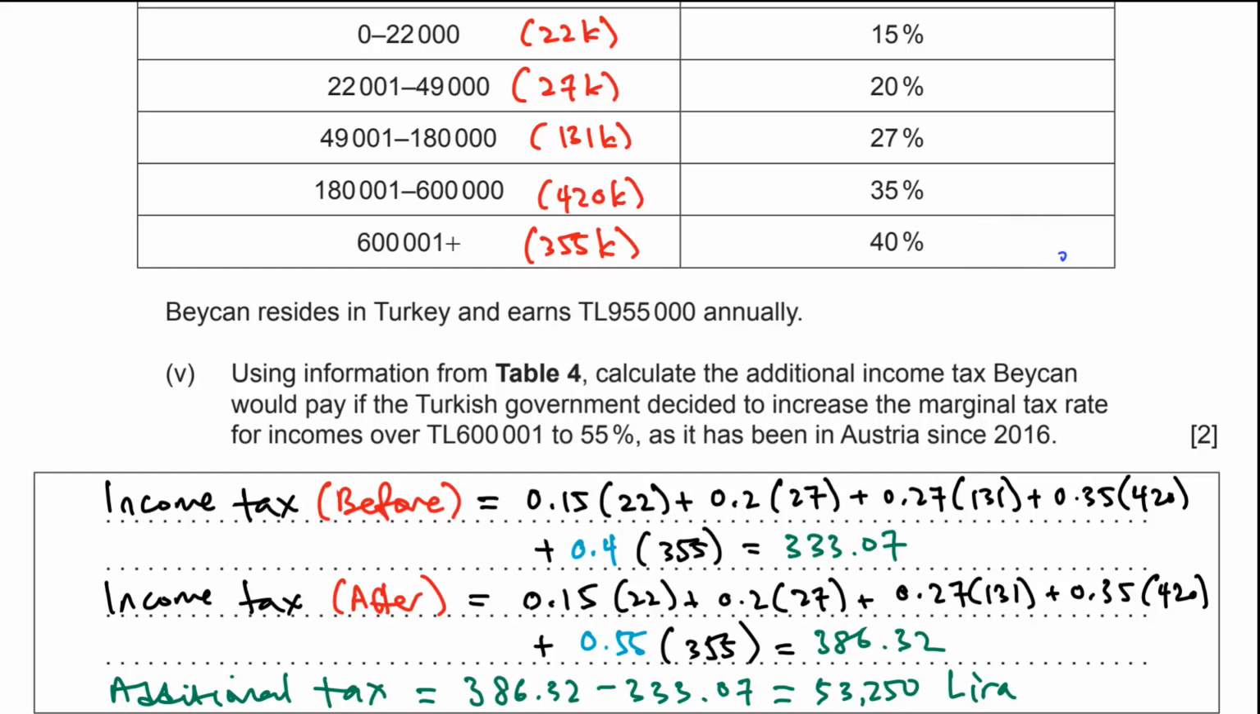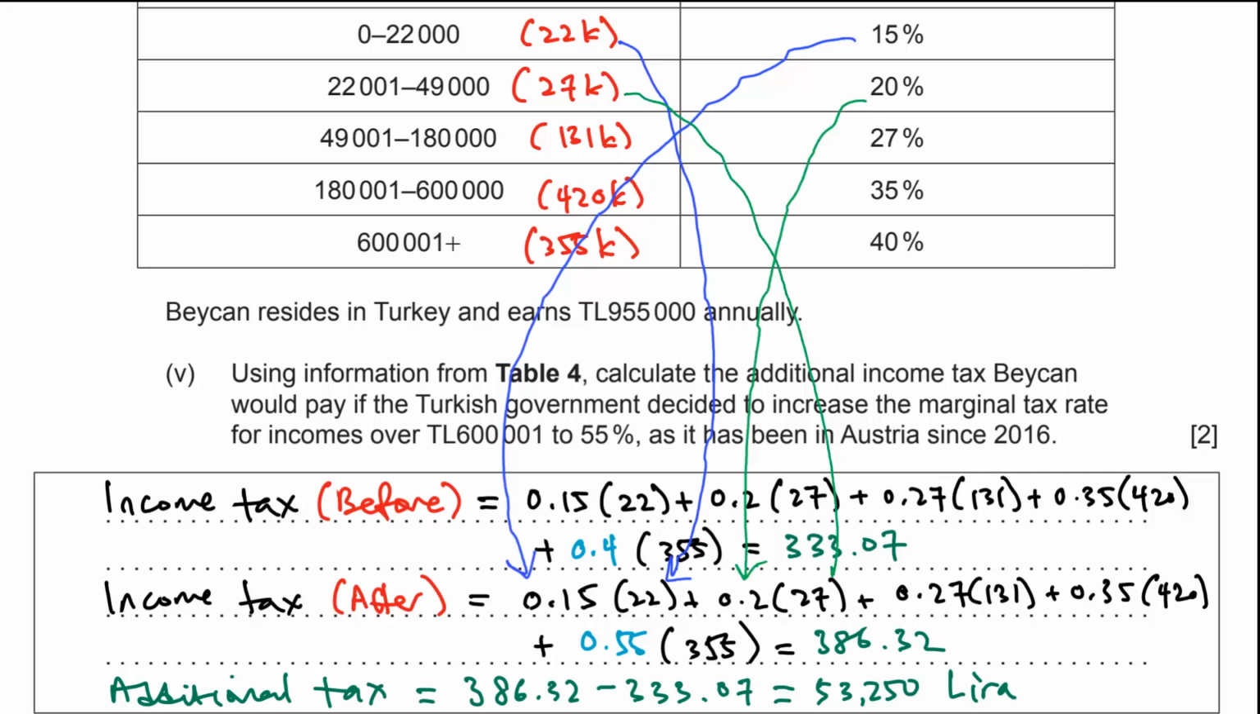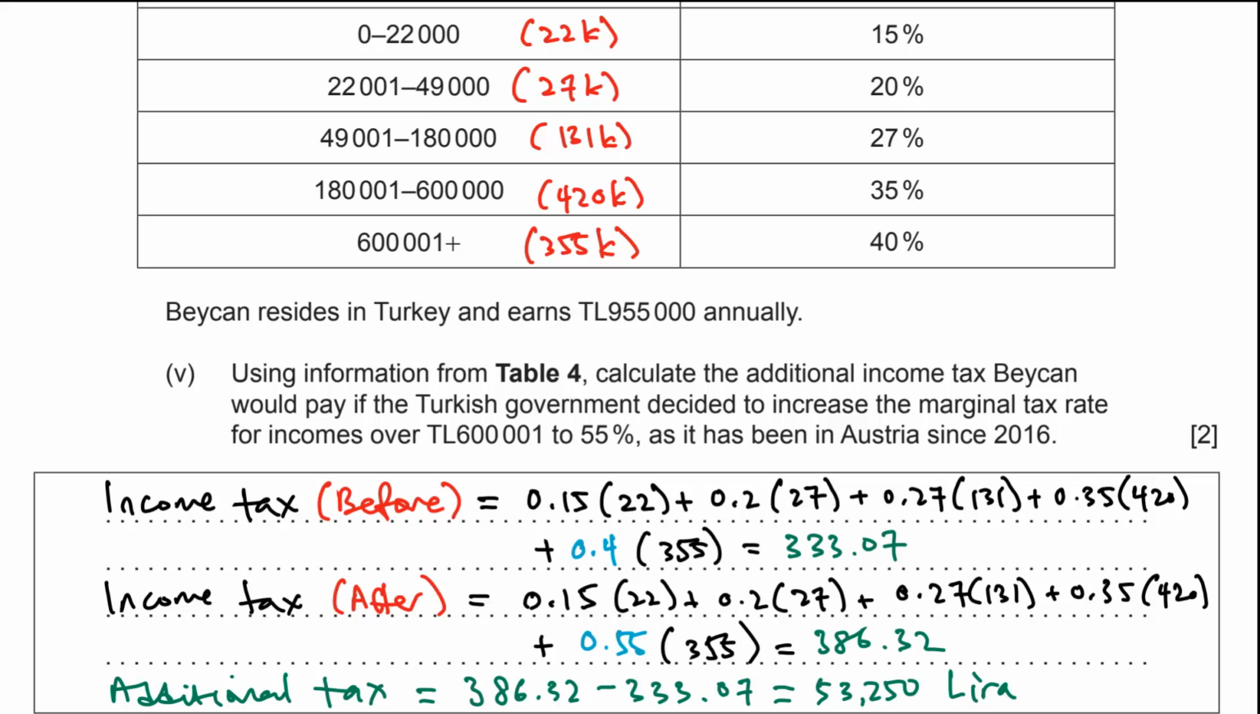Here's what I mean. Let's say the first bracket is 15% on the 22K. That stays the same. We're not going to recalculate that. The second bracket being the 20% on the 27K, again, that stays the same. We don't have to recalculate that. So we can actually recycle a lot of the previous calculations. The only bit that does change out of all of this is this top slice. It's no longer going to be 40%. In fact, it's now going to be 55%, which in percentage terms is 0.55. So you can see I've highlighted that change in the color blue.